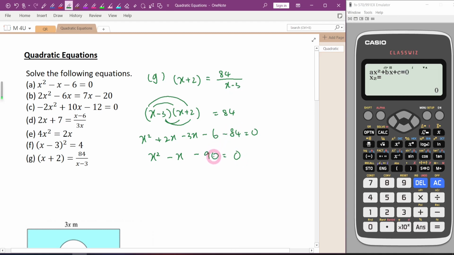Okay, now this 90 is quite big, right? So if you want to use your calculator to help you, you can just do it this way. 1, negative 1, negative 90. Okay, 10 and negative 9.